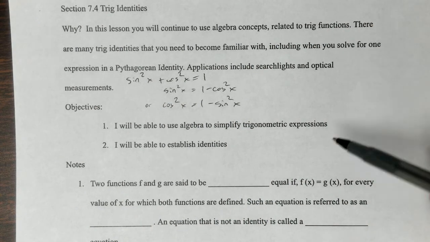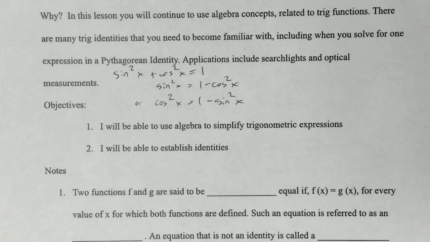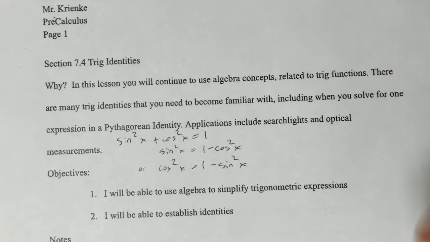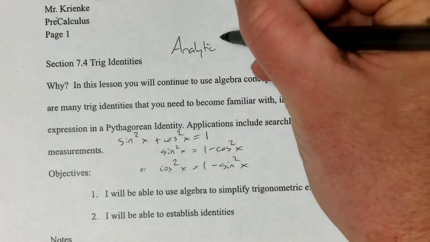So it's similar to what we've done before on 7.3, but it's a little bit extra because you're going to have extra Pythagorean identities. But this is a very good summary of everything we've done lately. By the way, this is called analytic trigonometry.